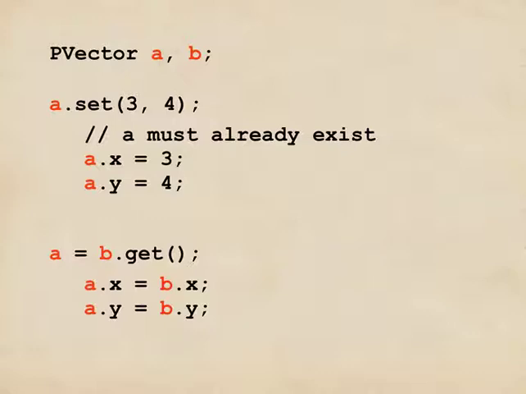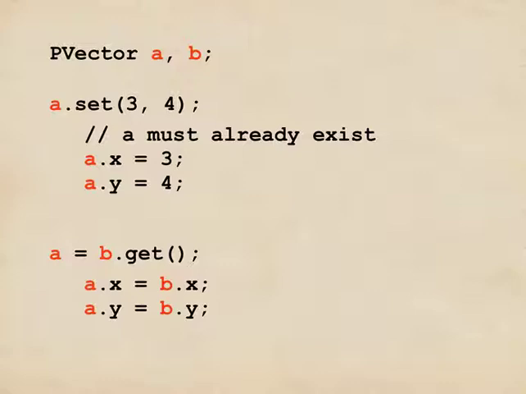I like using these routines because they make it harder for me to make a silly error like writing a.x equals b.x, a.y equals b.x. So I stick x into both a.x and a.y. I make those kinds of typos all the time, and they take forever to track down and fix. If you call b.get, there's no confusion.